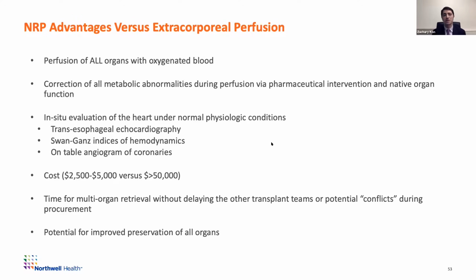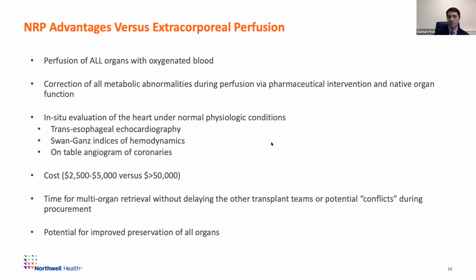And along the same lines, it allows for correction of all metabolic abnormalities such as acid-base disturbances during perfusion, and that can be an active process by our perfusionists, adding pharmaceutical intervention, but also just by native organ function. So unlike an isolated machine that doesn't have a kidney attached to it and doesn't have a liver attached to it, these donors typically do have working kidneys and livers that can augment our efforts to correct all of these metabolic abnormalities and really have the most physiologic reperfusion of an organ to, again, hopefully mitigate that warm ischemic injury that may have taken place.